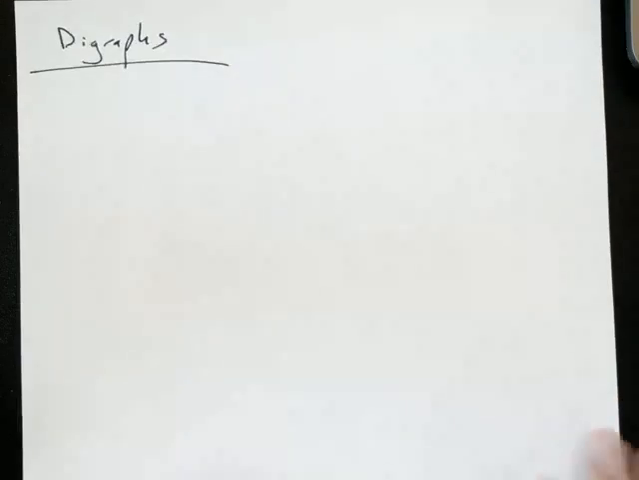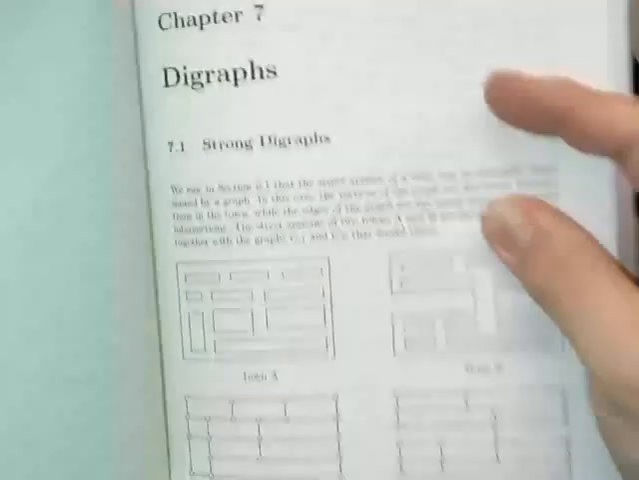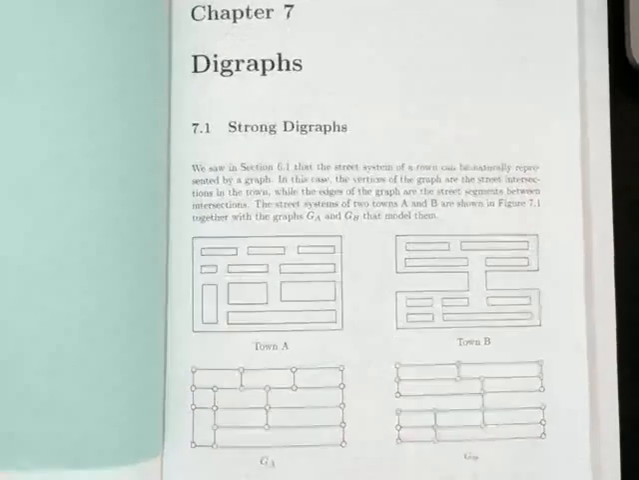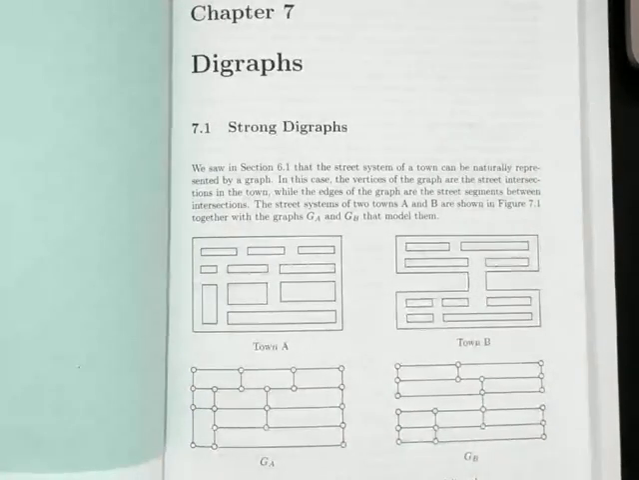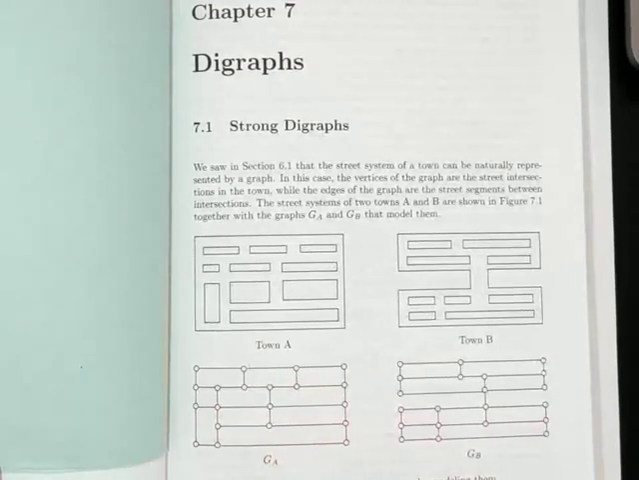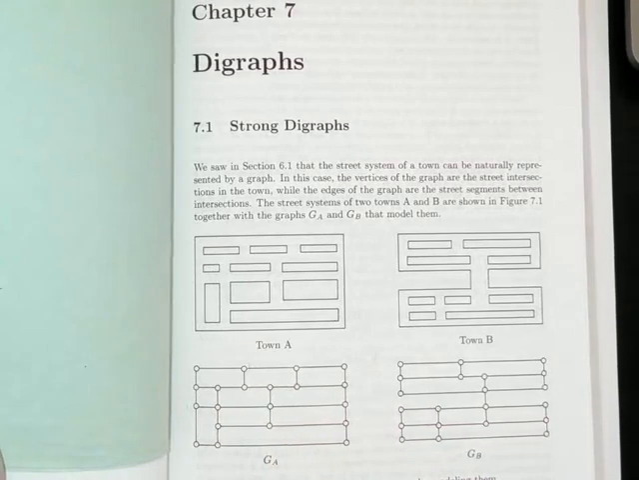Okay, so let's consider 2 graphs which model a pair of cities as shown on page 161. Here we go. Streets, blocks, I turn intersections into nodes. I have 2 different graphs. The one on the right has a bridge, the one on the left doesn't.